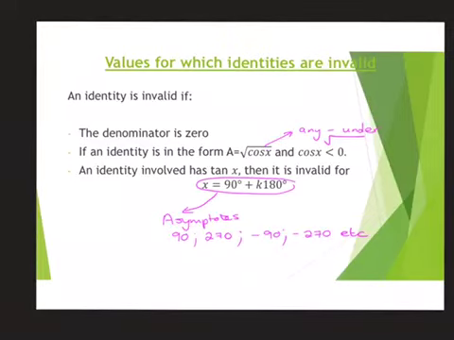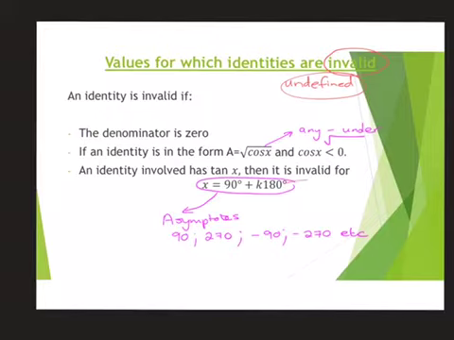Alright, grade 11s, this is just the last trig video before the trig functions. It's called values for which identities are invalid or undefined. We also talk about them being undefined, so either word could be used in the question.